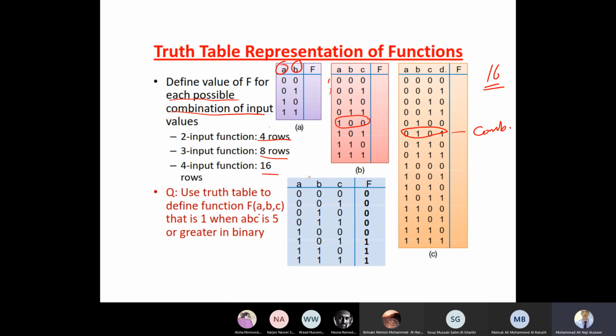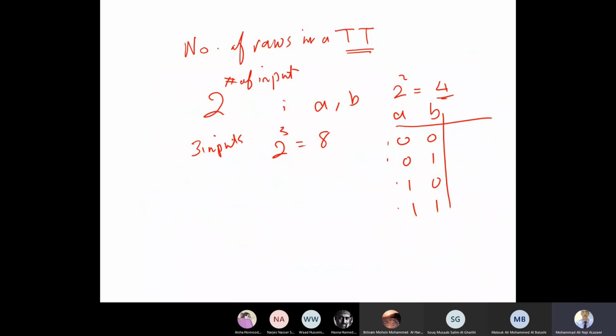Use a truth table to define function F of A, B, C that is 1 when ABC is 5 or greater in binary. Now, you will get a lot of questions like this. Most of the design, usually at the beginning, we are just trying to form the truth table of such equations: F of A, B, C that is 1 when ABC is 5 or greater. I'll show you how to do it.